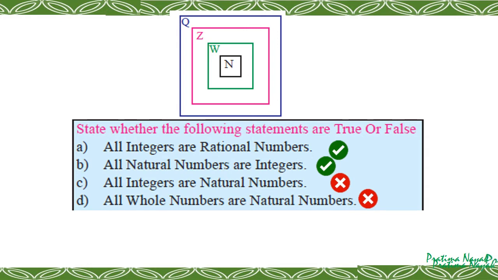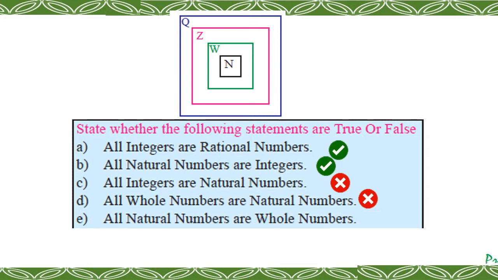Next, all natural numbers are whole numbers. Yes, all natural numbers are whole numbers because natural numbers are within the whole numbers.